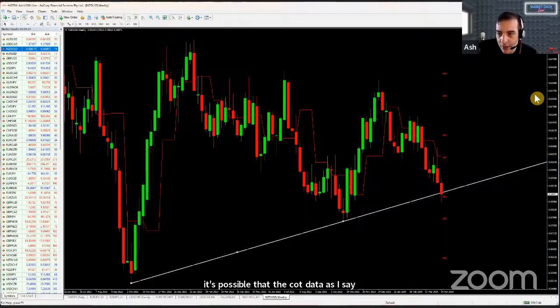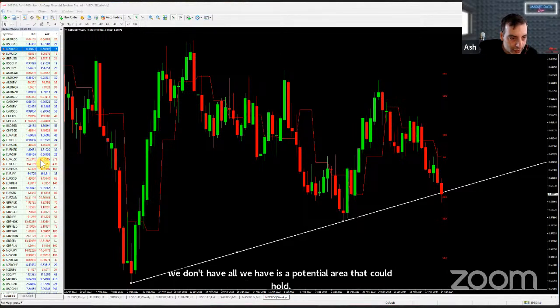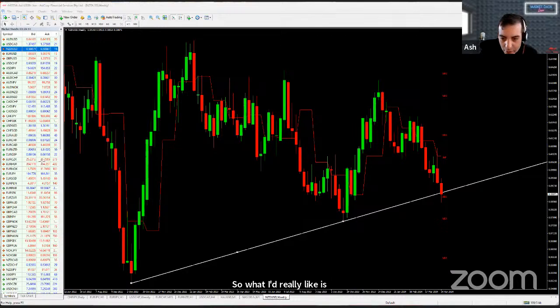So what I really want to see now is a signal to buy, which we don't have. All we have is a potential area that could hold. So what I'd really like is to see something that came back inside this trend line to start with. That's the first point of call. And then, and this could take a week.